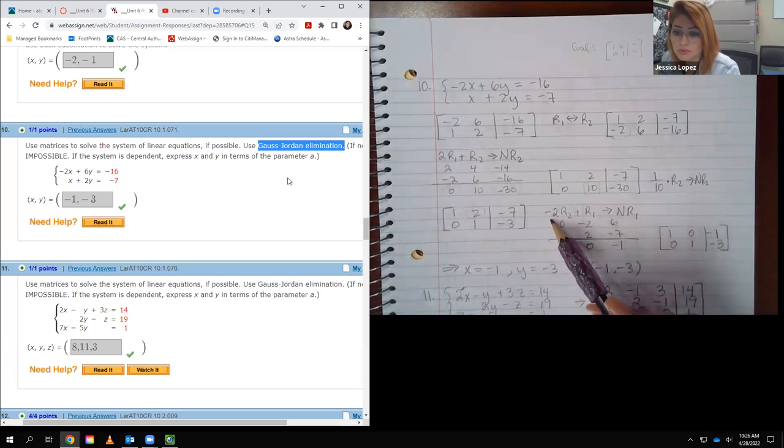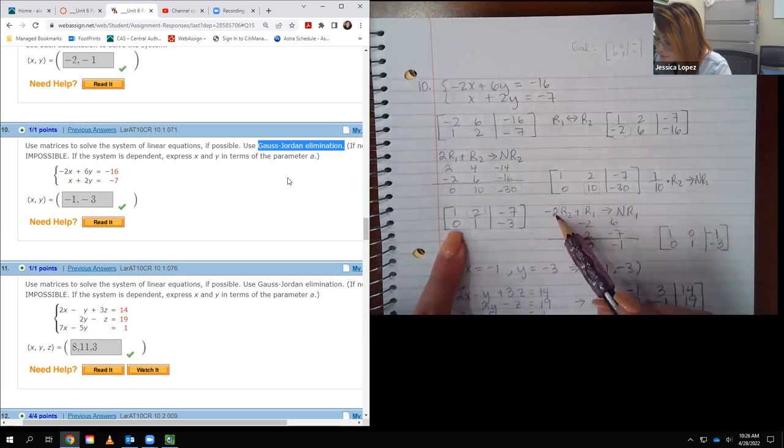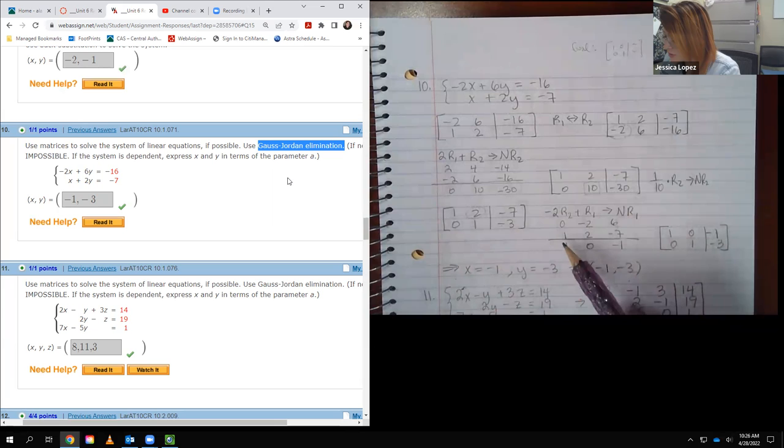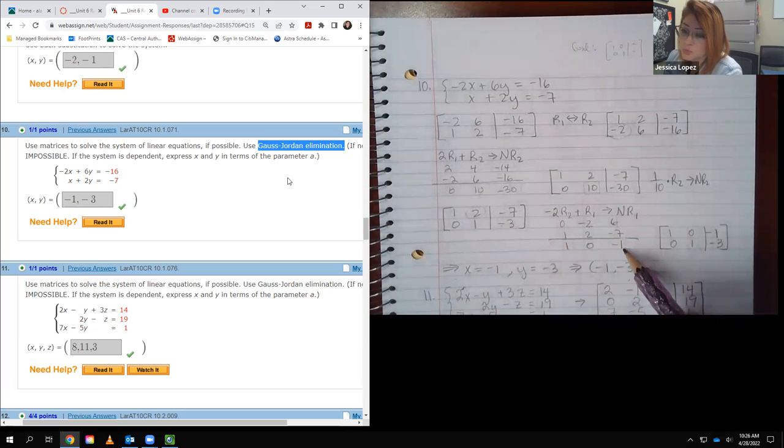So row 2 times negative 2. 0 times negative 2 is 0. 1 times negative 2 is negative 2. Negative 3 times negative 2 is positive 6. And I add row 1 underneath that, 1, 2, and negative 7. So 0 plus 1 is 1, negative 2 plus 2 is 0, 6 plus negative 7 is negative 1, and that becomes my new row 1.